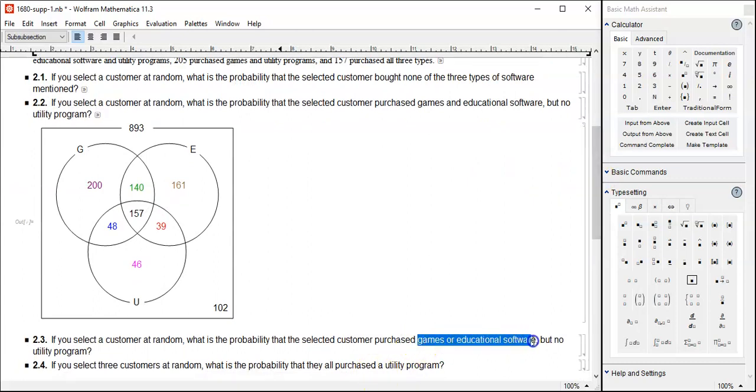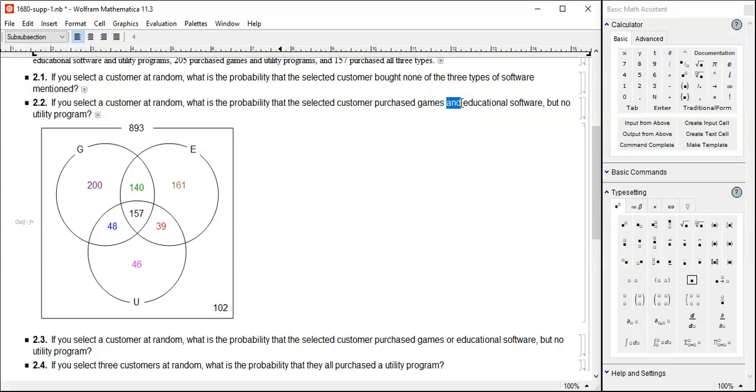Games or educational software, but no utility. Now, what's the difference between the previous problem and this? It's "and" versus "or." So it's a logic question. Or is basically adding more. This is okay, or that's okay, even that is okay. You can just add all those. And is different.